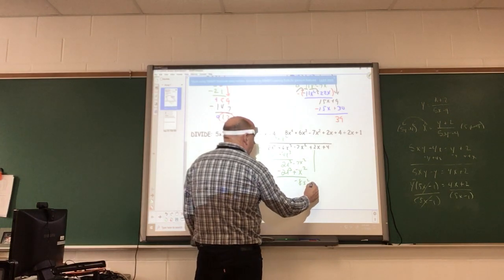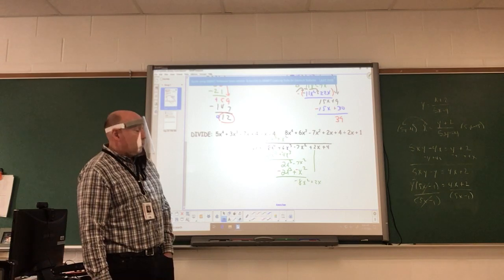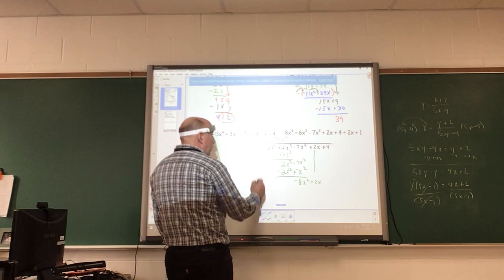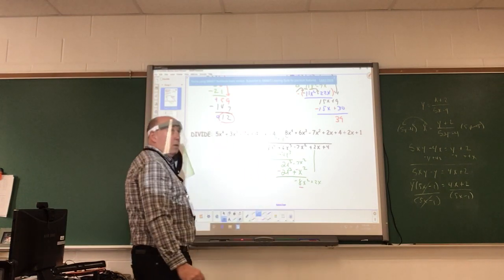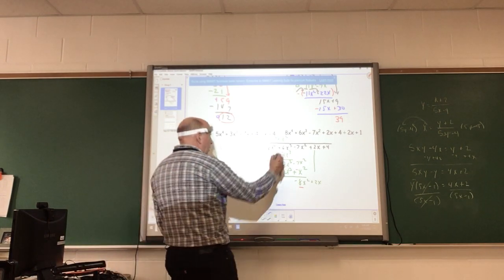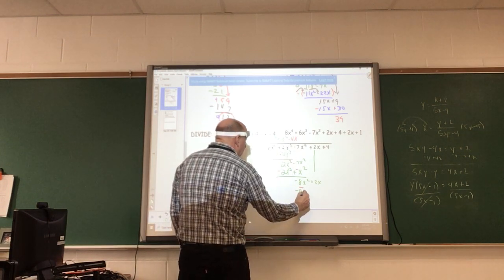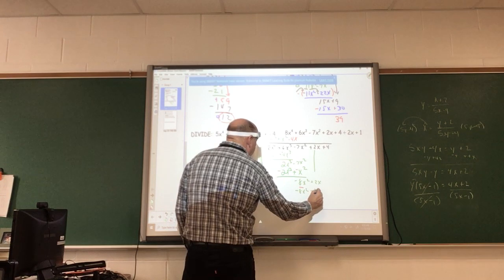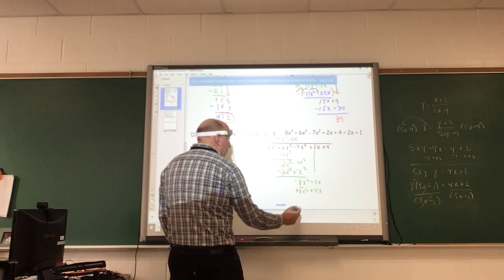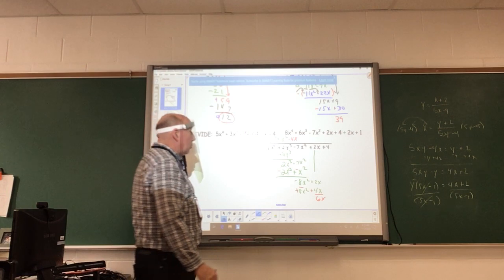Bringing down your plus 2x. See, 2x goes into negative 8x squared. How many times though? 2x goes into negative 8x squared. Negative 4x. So then we have a negative 8x squared minus 4x. Need to change our signs. Gives me a 6x. Then 2x goes into 6x 3 times.